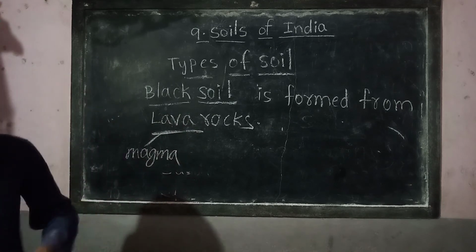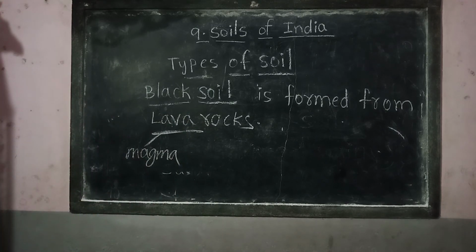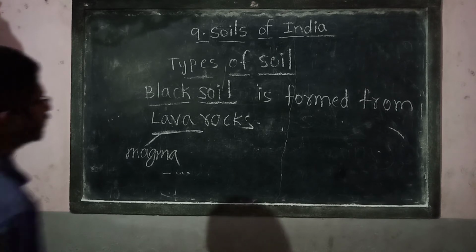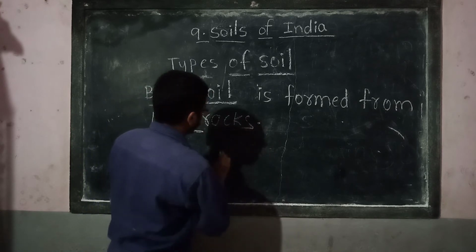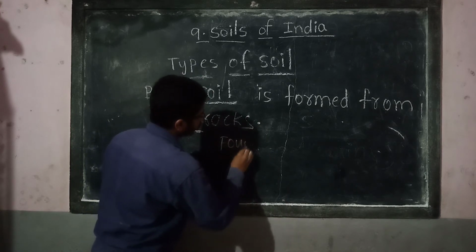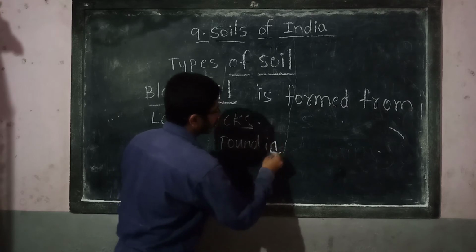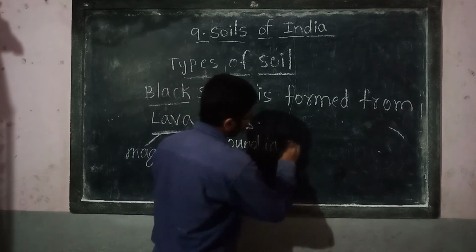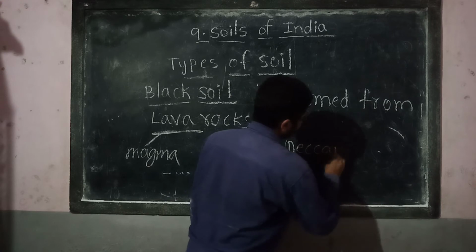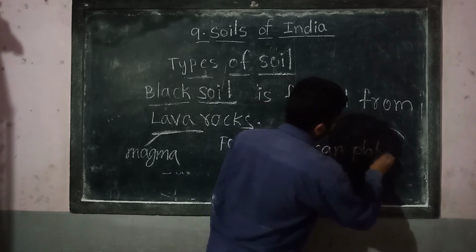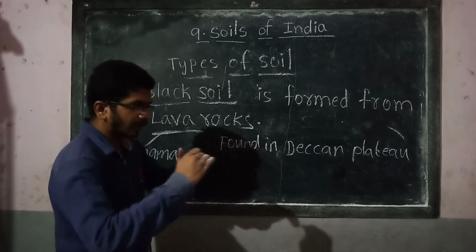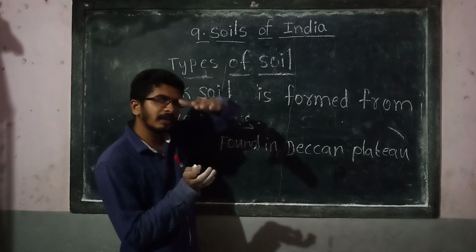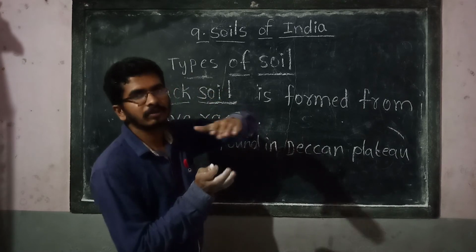Lava rocks are mostly formed by volcanic eruptions. Mostly it is found in the Deccan Plateau. You also have to know about the Deccan Plateau region. The Deccan Plateau region means Maharashtra, the upper part of Telangana. Some part of Telangana also comes into the Deccan Plateau region.